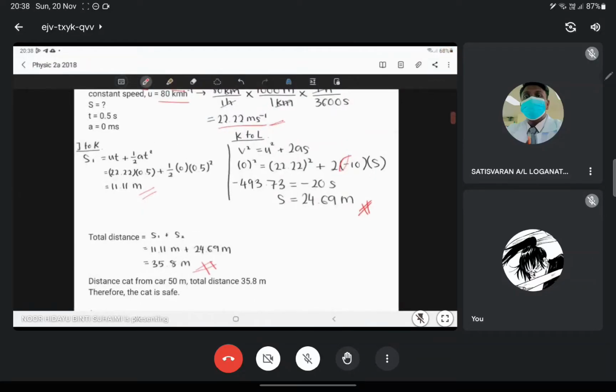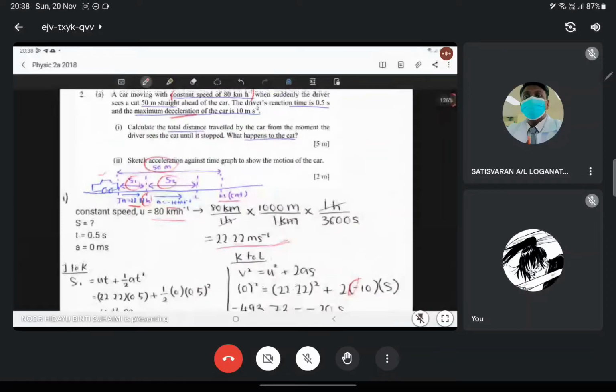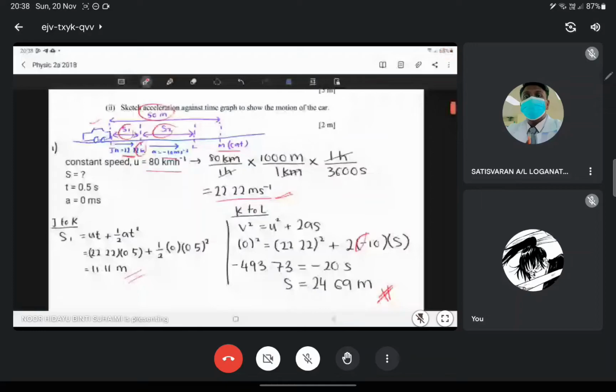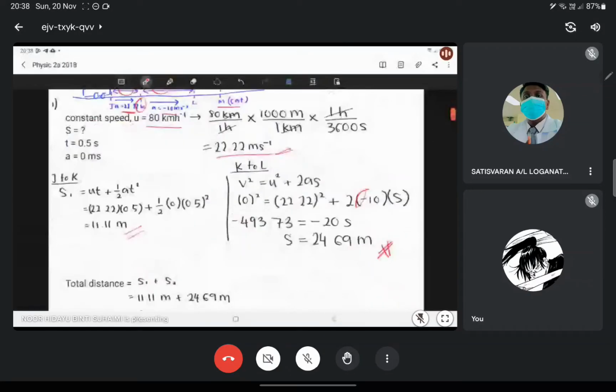Then, okay. So lepas tu soalan cakap, what happened to the cat? So distance of the cat from the car is 50 meter. So total distance dia 35.8 meter. So therefore the cat is safe. Yes, cat is safe sebab sepatutnya kereta tu jarak dia 50. So disebabkan S1, S2 ni 35.8 je, so masih tak kena kucing, so masih selamat lah. Okay. Faham ke?